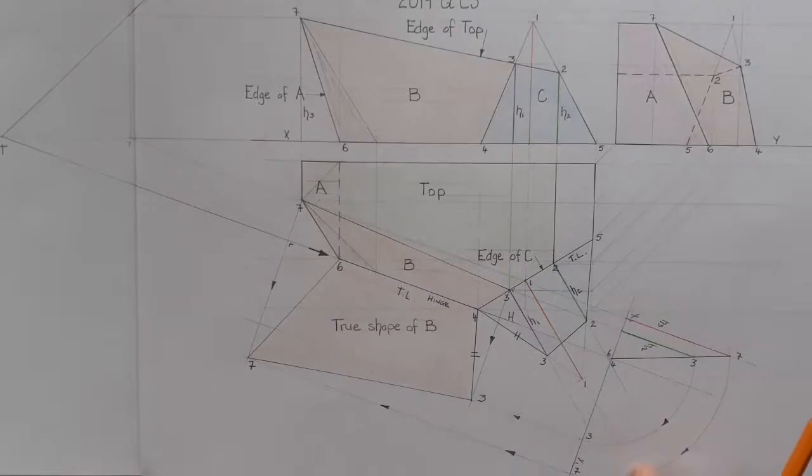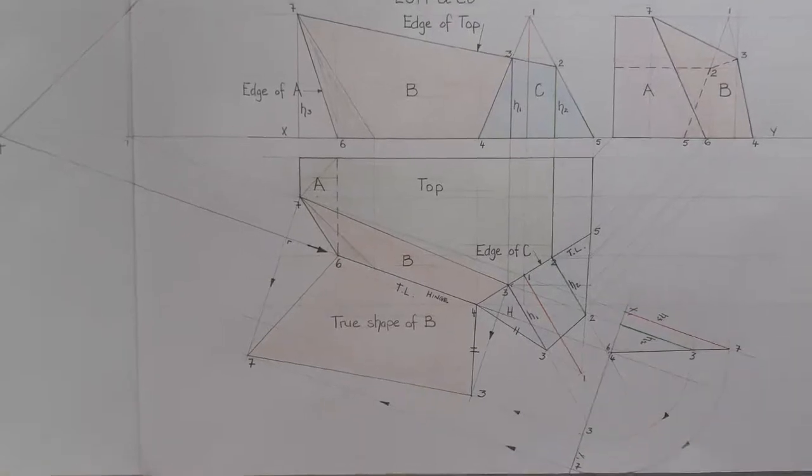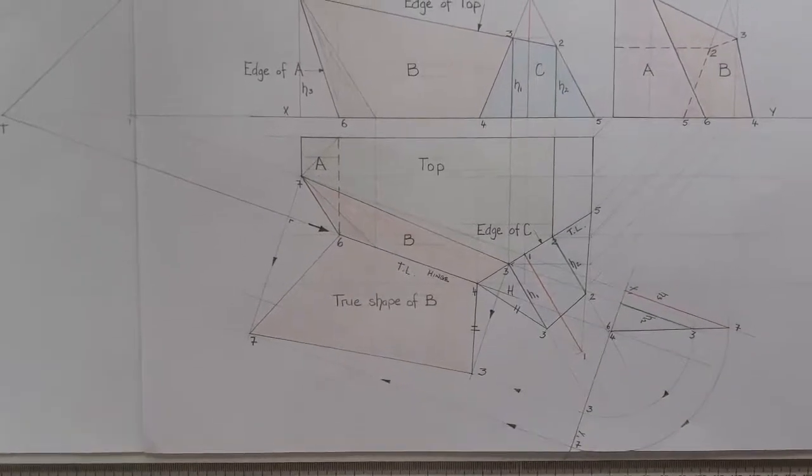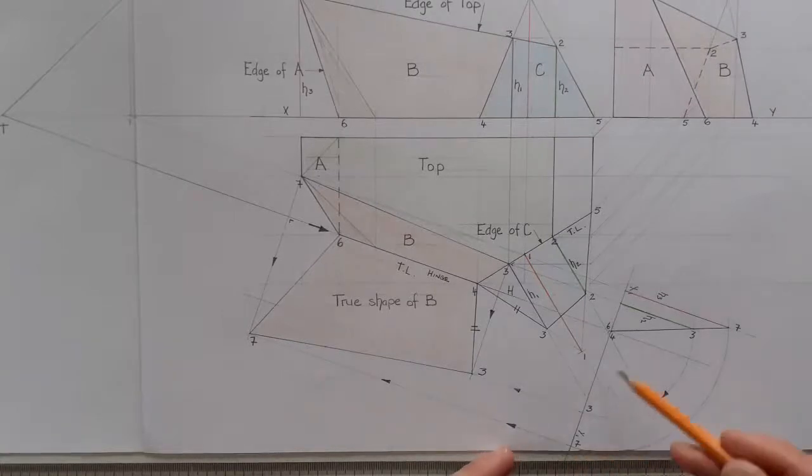In this question, you can also see the bit of rotation was missing off the last one. Okay, so that's the horizontal and vertical traces of the plane.